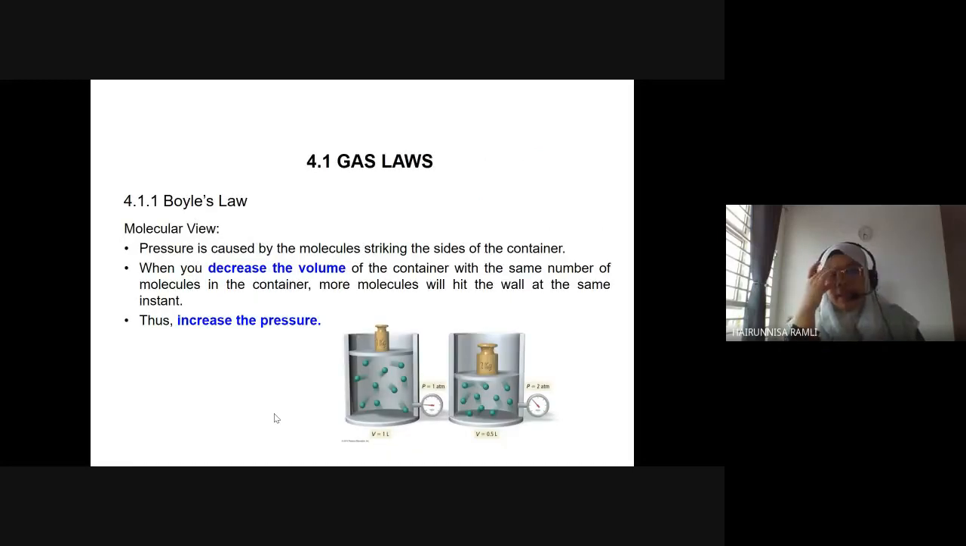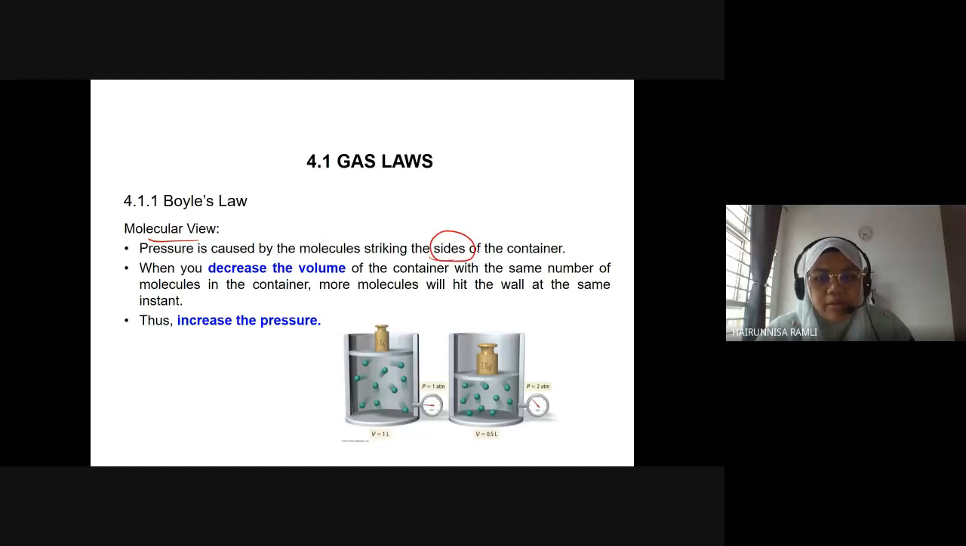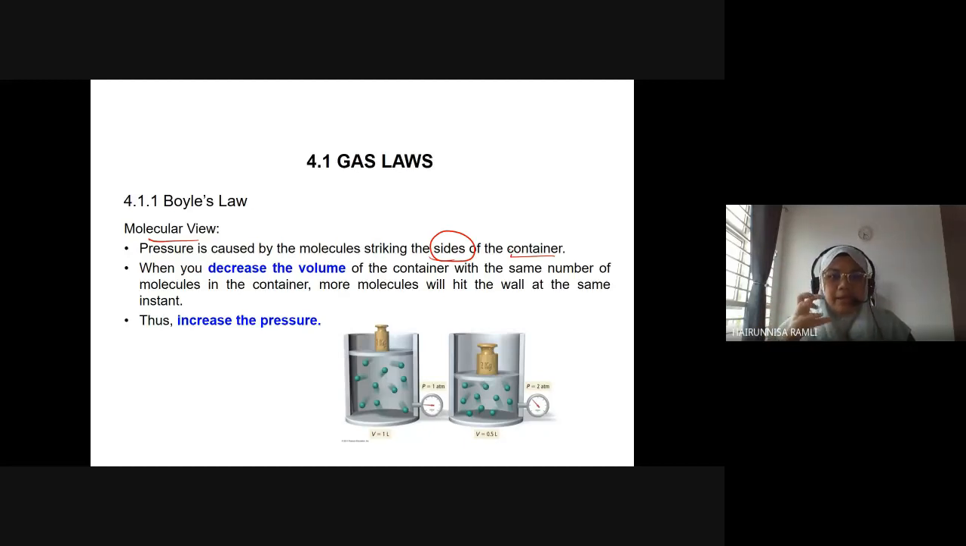So, and then in terms of molecular view, okay, so tadi just based on experiment, you tahu P relationship dia dengan V kan. So now we move to the molecular view. So actually what is actually happening? Apa yang berlaku sebenarnya kat dalam tu? Okay, so kita explain in terms of molecular view. So the pressure is actually caused by the molecule striking to the sides of the container. You can imagine dalam satu bekas tu, pressure tu datang daripada bila molecules tu dia berlanggar dengan sides of the container ataupun wall container tu. Kat situ datangnya pressure tu.